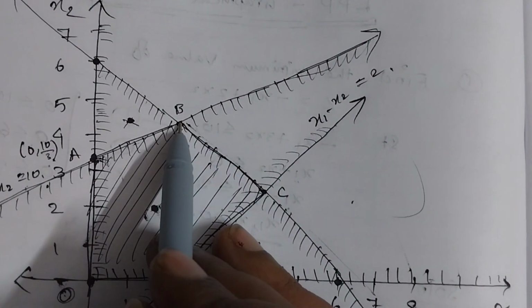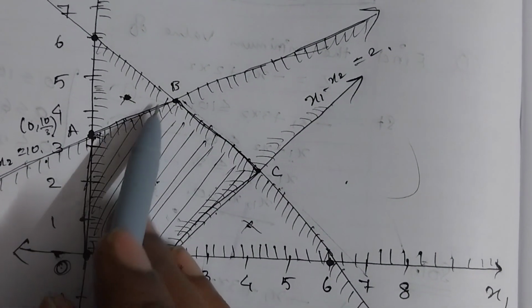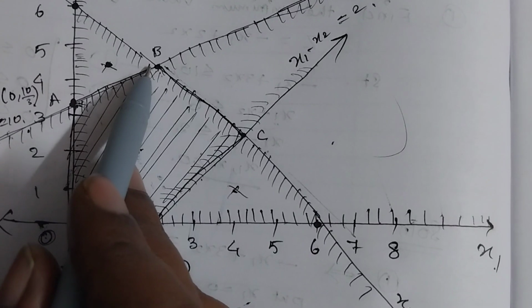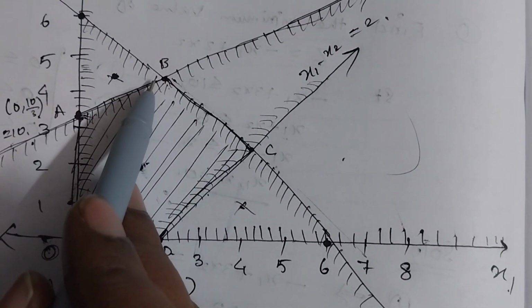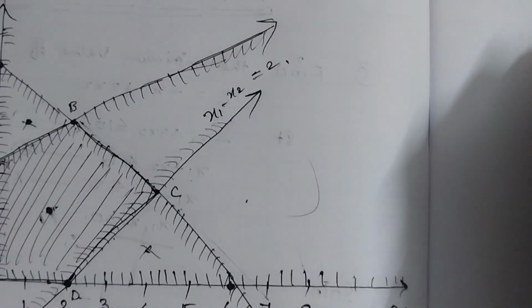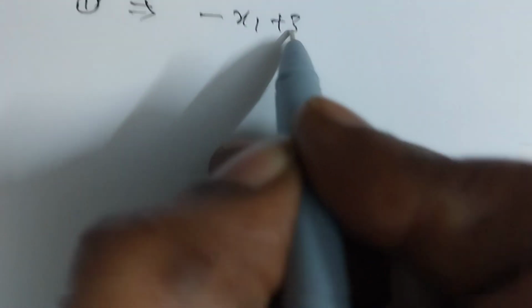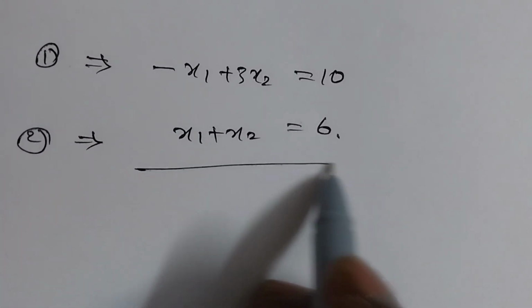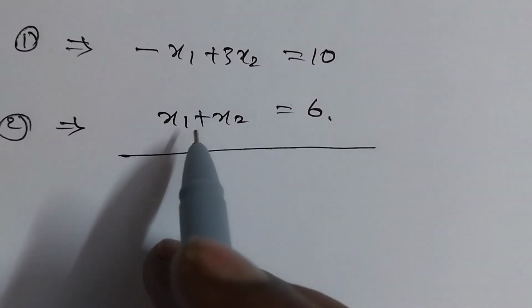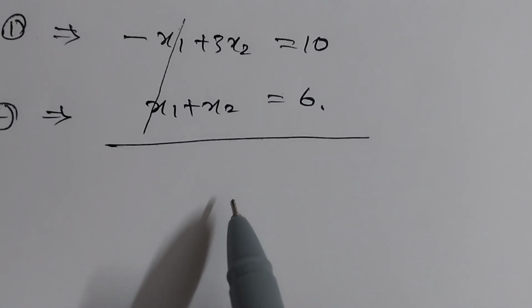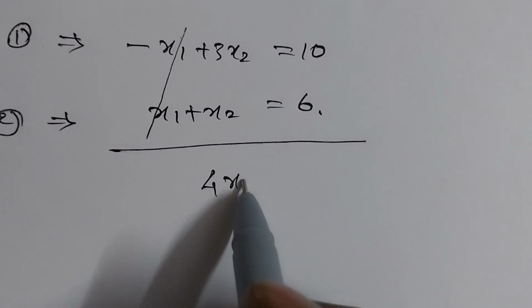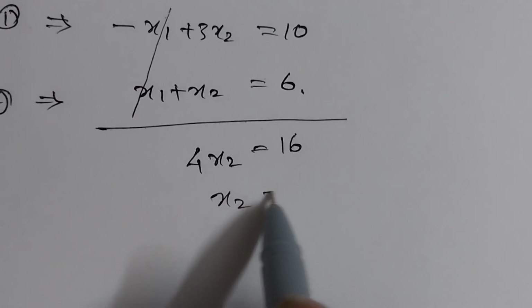See, this point occurs by intersecting the first equation and the second equation. So I am going to solve these two equations by the elimination method, and I will get the value for the point. The first equation is minus x1 plus 3x2 is equal to 10, and the second equation is x1 plus x2 equal to 6. Here x1 has the same coefficient with opposite sign, so I just add these two equations and it will cancel using the elimination method. So this is 4x2 is equal to 16 and x2 is equal to 4.